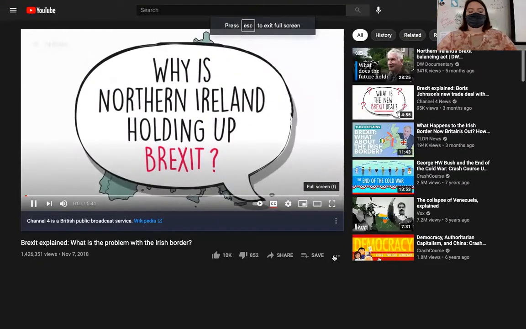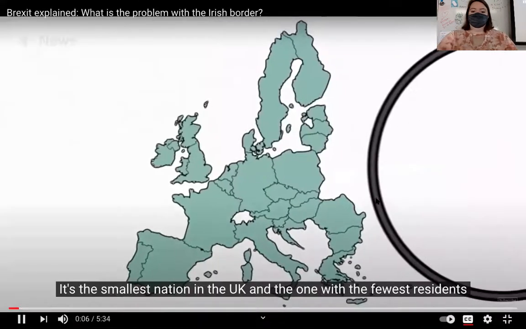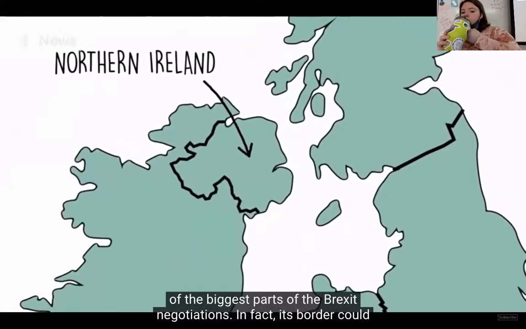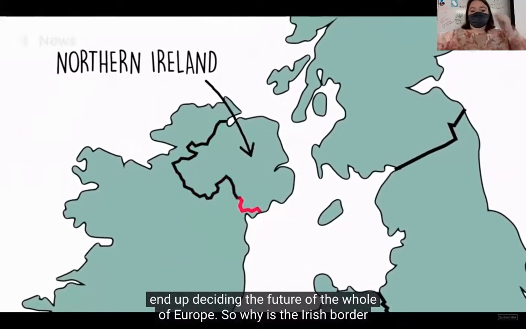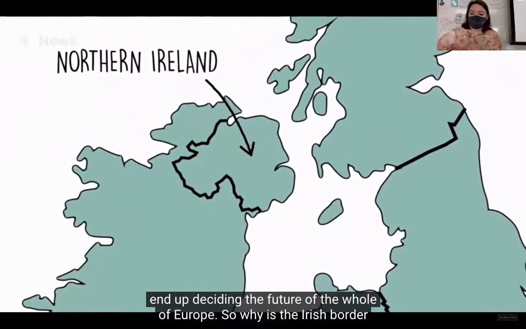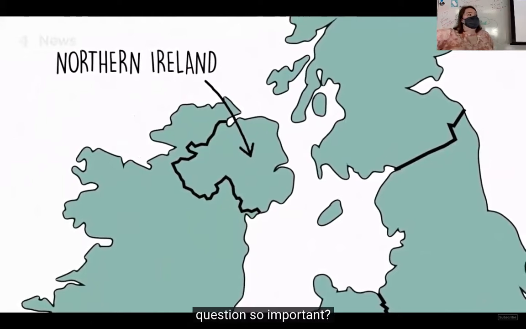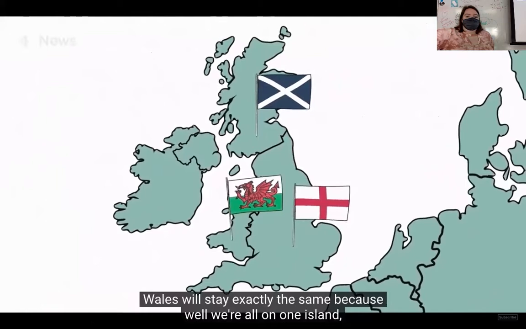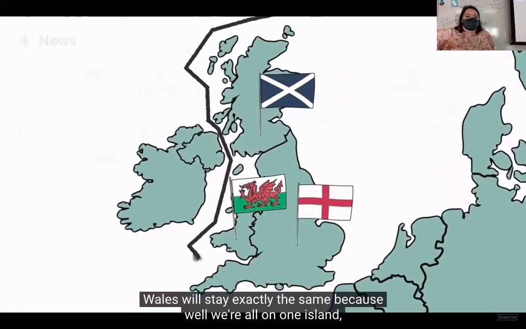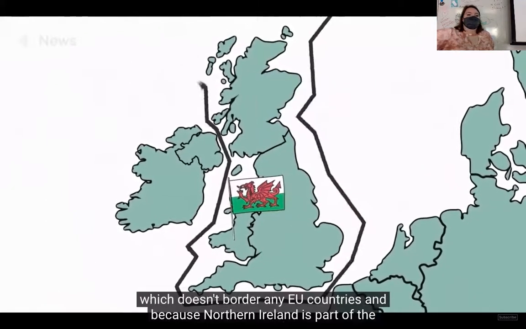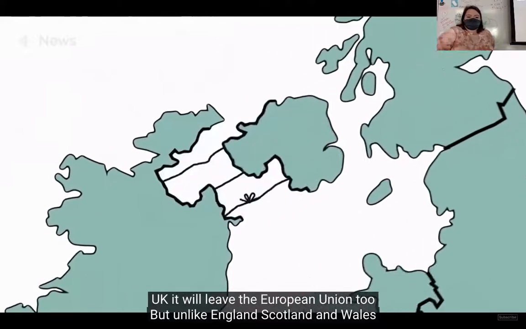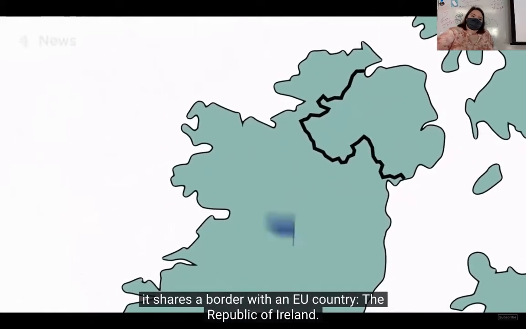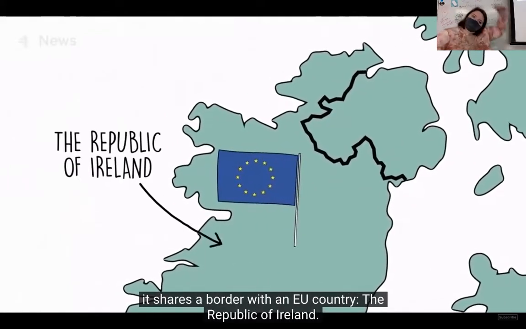Why is Northern Ireland holding up Brexit? It's the smallest nation in the UK and the one with the fewest residents. But Northern Ireland has become one of the biggest parts of the Brexit negotiations. In fact, its border could end up deciding the future of the whole of Europe. So why is the Irish border question so important? After Brexit, the border between England, Scotland and Wales will stay exactly the same because, well, we're all on one island which doesn't border any EU country. And because Northern Ireland is part of the UK, it will leave the European Union too. But unlike England, Scotland and Wales, it shares a border with an EU country, the Republic of Ireland.